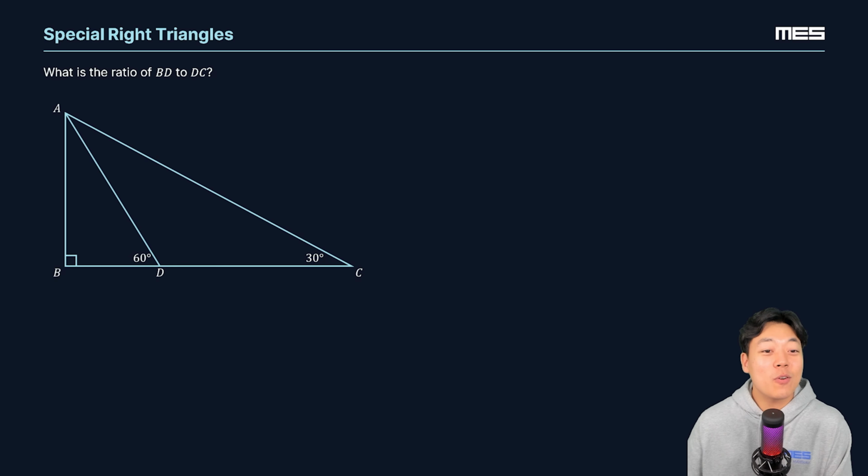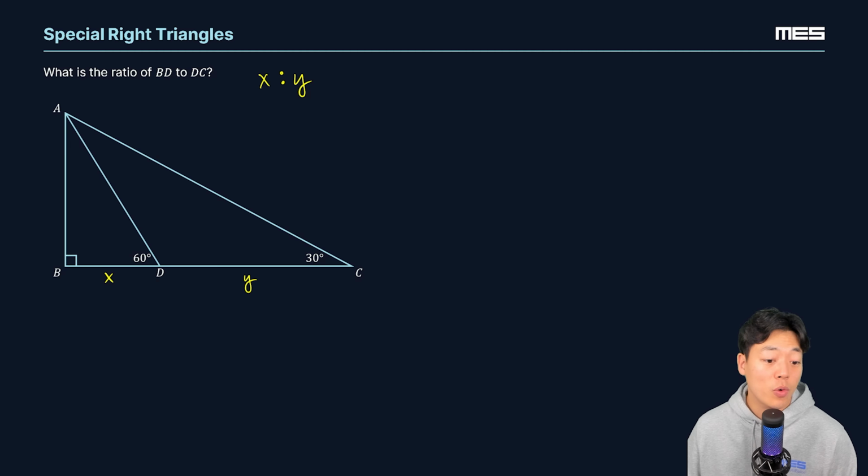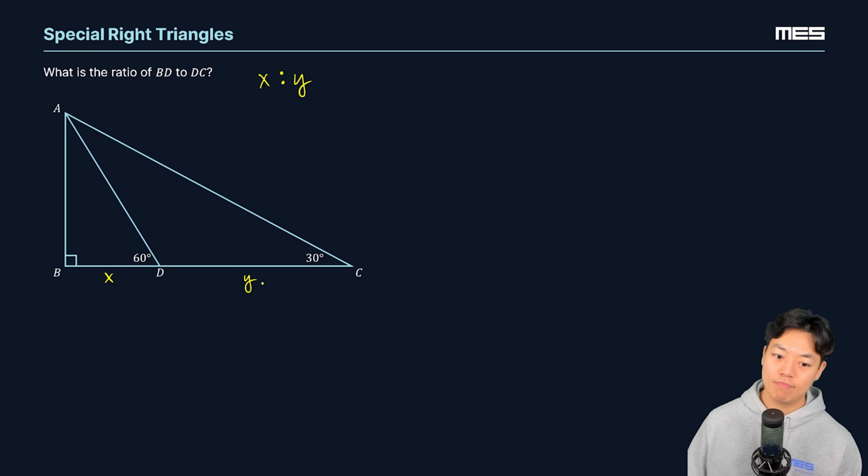Let's try this one. What is the ratio of BD to DC? Ooh, okay. So this one's going to be slightly more challenging because we're not given any lengths. We have to set these lengths to each other, basically. So let's call DC Y. So we're trying to find the ratio X is to Y. So if we can write Y in terms of X or X in terms of Y, we'll be able to solve this out. Okay, let's take a look.